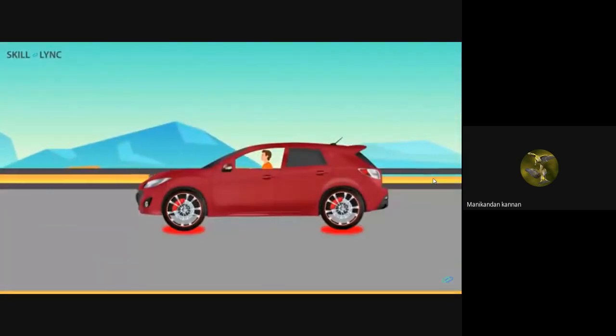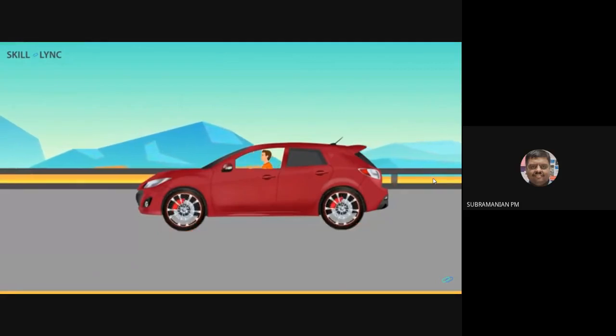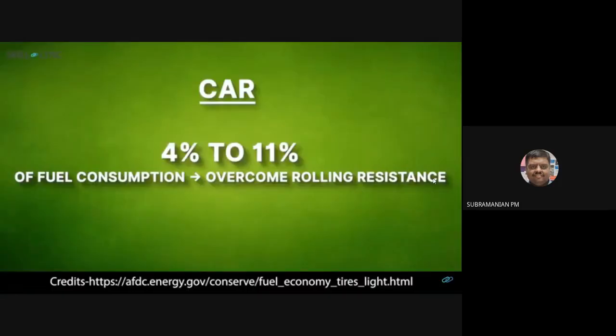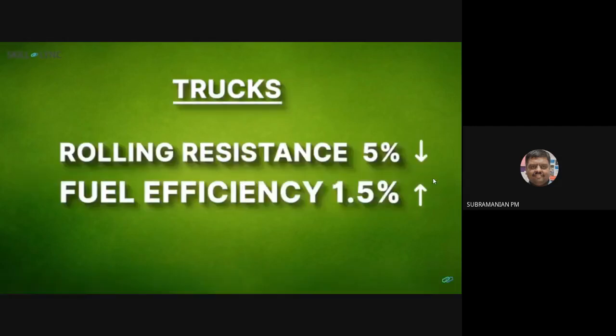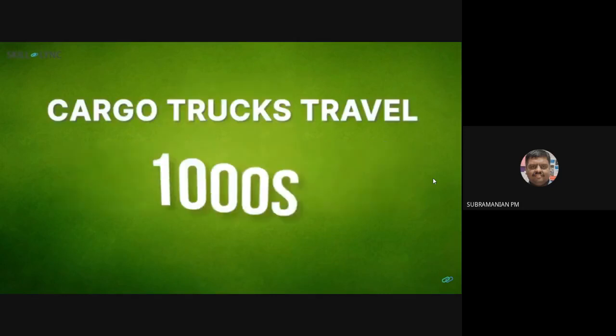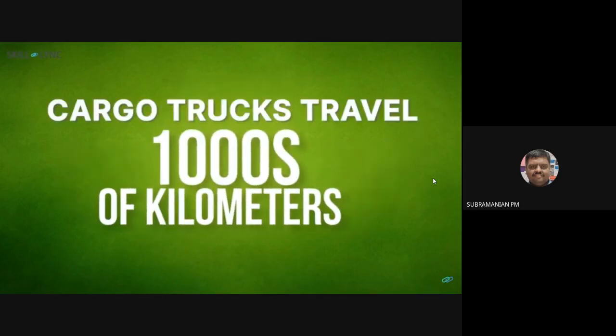Rolling resistance acts between the wheels of the car and the surface on which the car is traveling. Almost 4 to 11% of a car's fuel consumption is spent to overcome the rolling resistance between the car tires and the road. For heavy trucks, reducing the rolling resistance of the tires by just 5% can increase the fuel efficiency by 1.5%. This might look like a very small number, but remember, cargo trucks travel thousands of kilometers. So any small reduction in fuel will save the truckers a lot of money.